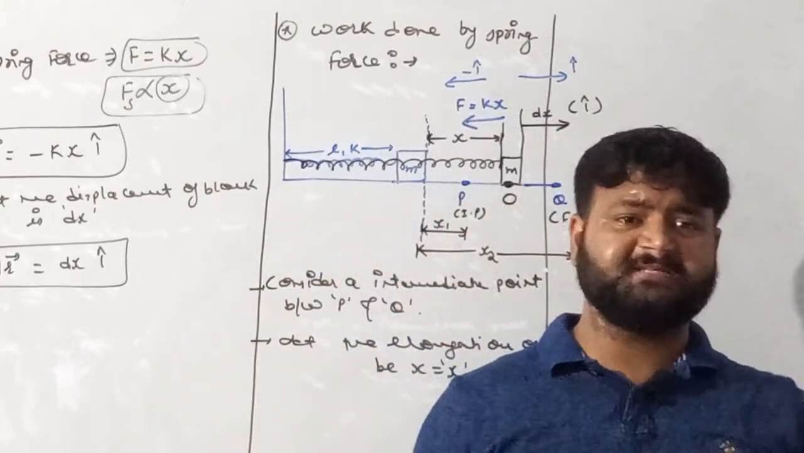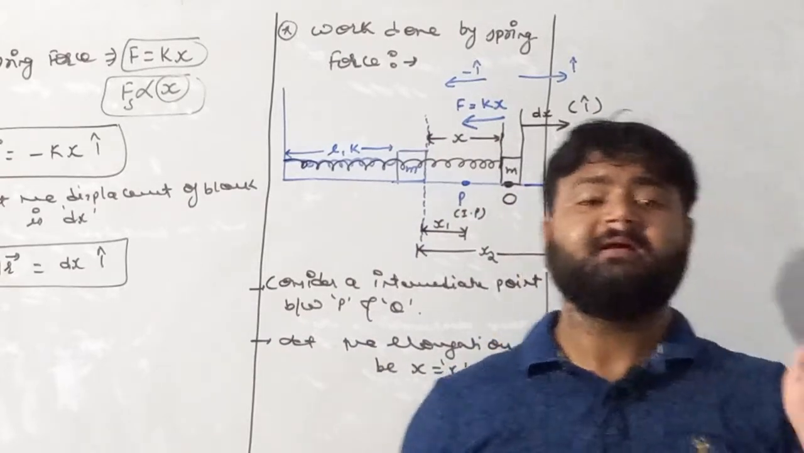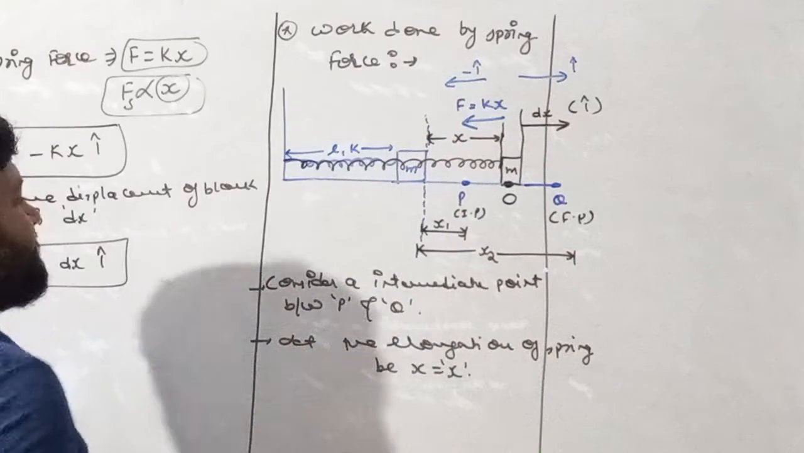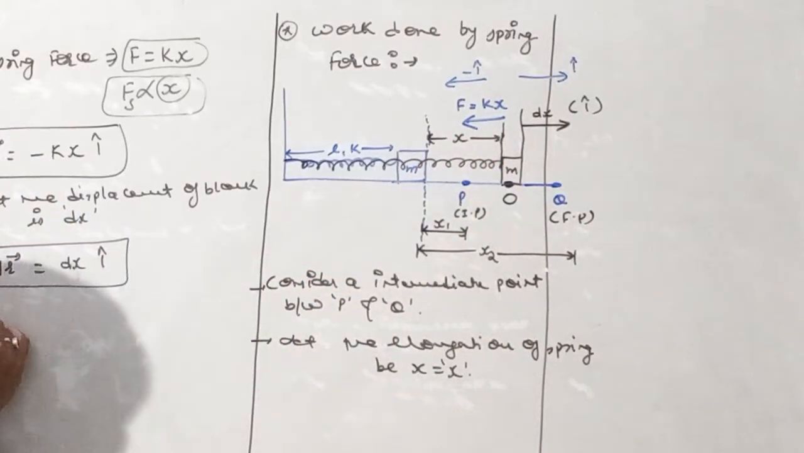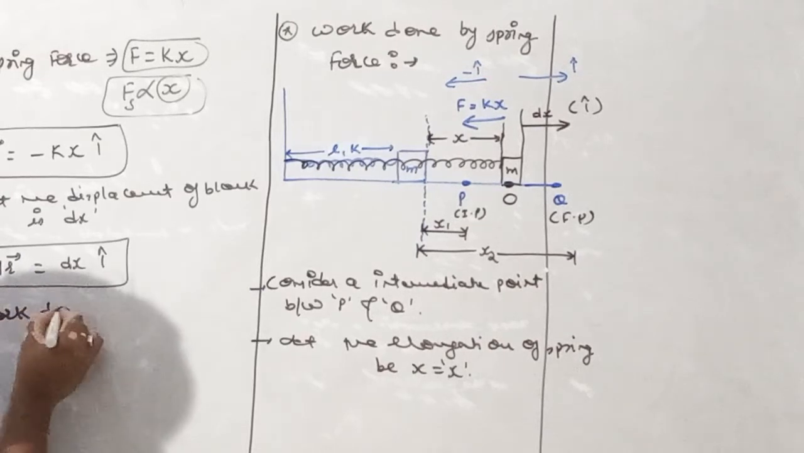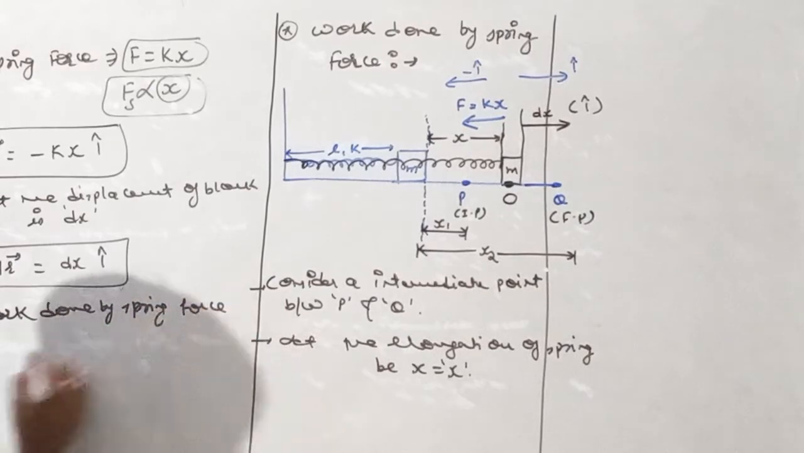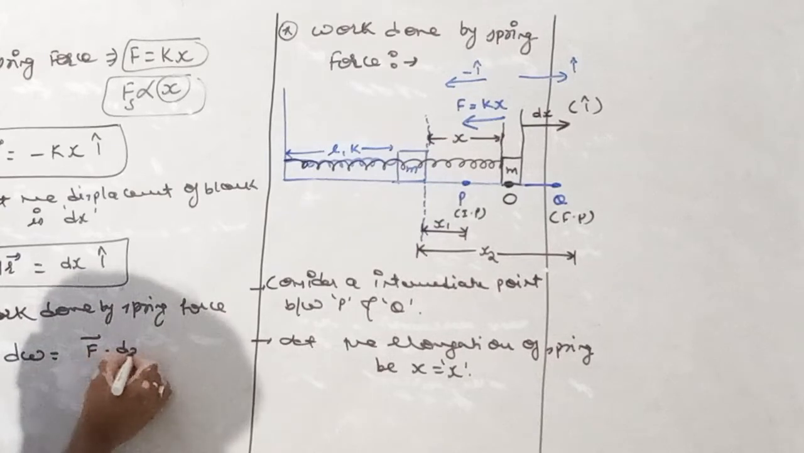We have to find first small work done, then we have to integrate it. Remember, if force is variable, then you cannot find work done directly. You have to follow the method of integration, my dear student. So here I am applying integration. Now see, if displacement is very small, then work done by the spring force is also very small. So I'll write here, work done by spring force, small work done, dw is equal to F vector dot dr vector.